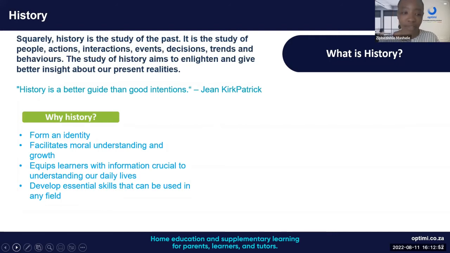It also helps with equipping learners with information that is crucial to understanding our daily lives. As I mentioned before, history is a very, very good compass. It helps you understand where exactly our lives are and what brought us here. History also helps you develop essential skills that you can use in any field. And this is mostly achieved through the assessments that we give, the tasks, the tests, and the exams. You get to learn skills and refine your skills and your talents.